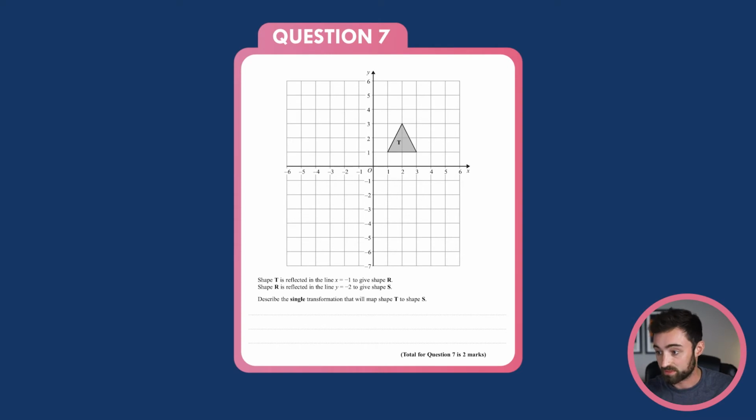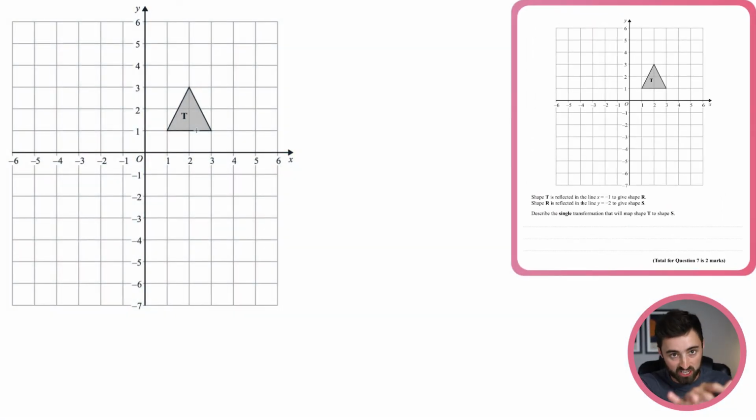Question 7. Shape T is reflected in the line x equals -1 to give shape R. Shape R is reflected in the line y equals -2 to give shape S. Let's find the single transformation that will map shape T to shape S. Super, super common, this question. Let's get this grid up, right? So we've been given shape T, but not R or S. What we're going to need to do is get them down, right?